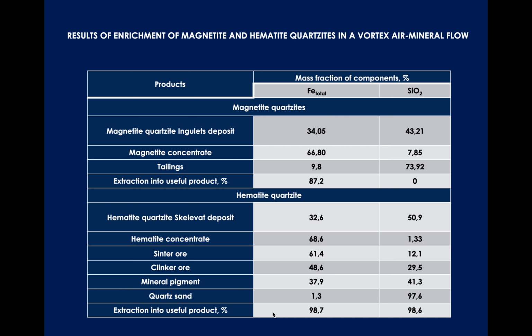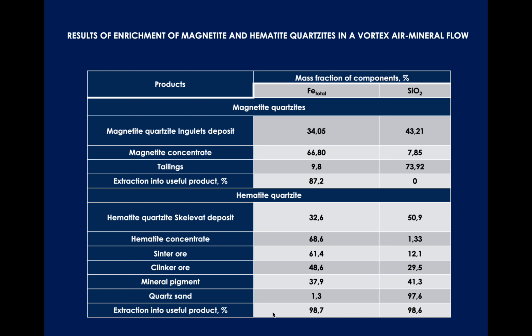The sixth, wet magnetic separation of magnetite quartzites is the most energy intensive and resource intensive and is accompanied by losses of magnetite. More efficient is the enrichment of magnetite quartzite in a vortex air mineral flow. It leads to the formation of dry tailings, which can be used as fillers, for example, in road construction.